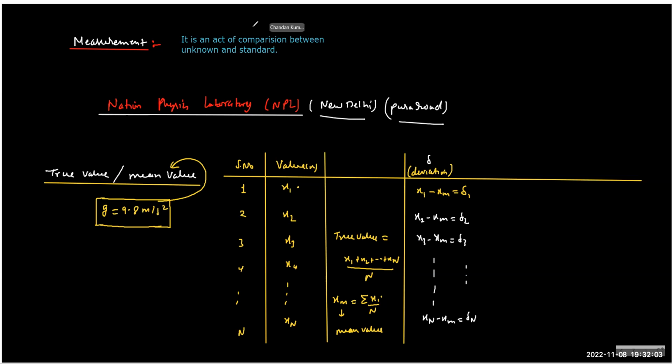Now deviation can be positive, can be negative because you're subtracting, right? So the x mean may be more than some value, maybe less than some value, maybe equal to some value. So we are particularly interested in the absolute deviation. What is the absolute deviation? The modulus value. So what we do? We take the mod.